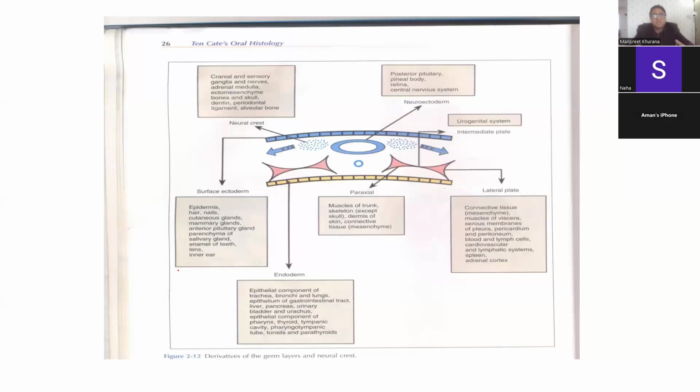But we have to know other things as well because sometimes we have a lot of complications in our clinics, right? So we have to understand those things, but these are very important.